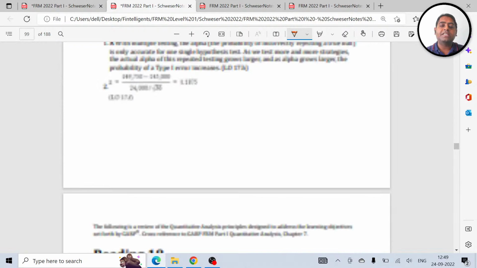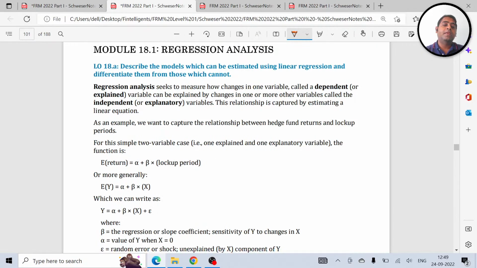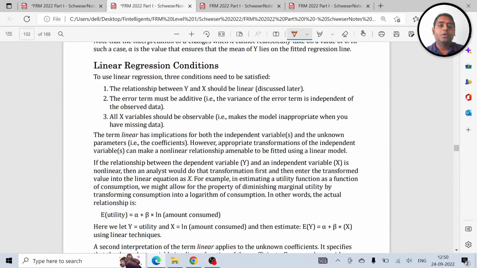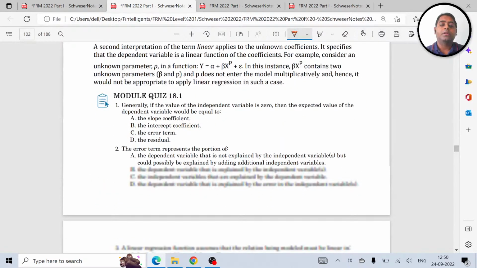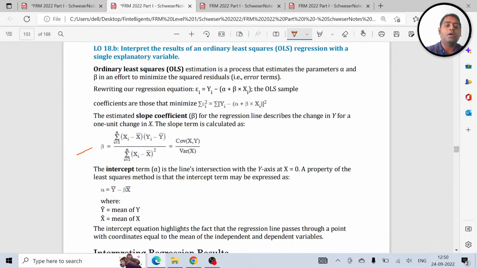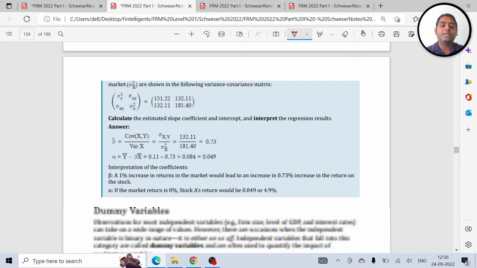We're going to move towards the next chapter, which is linear regression. From the exam perspective, there are a few concepts in linear regression which can get tested. The regression conditions, these 3 points, are important. Next, the OLS regression formula. This is the base, this is the beta formula itself, so you should remember it. This part is easy, not so important.